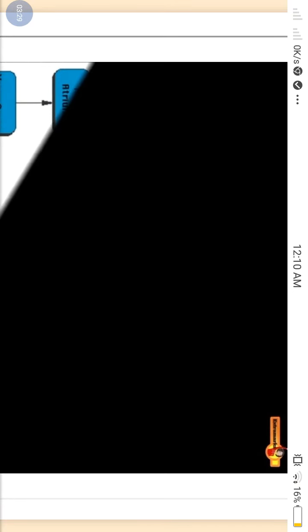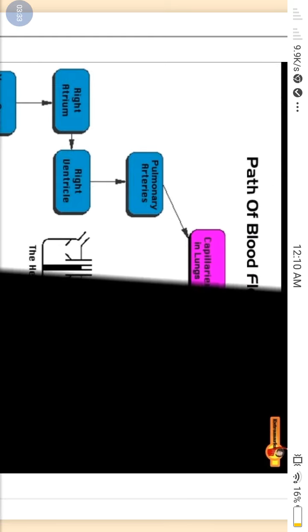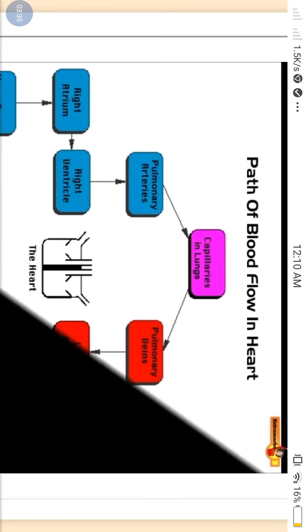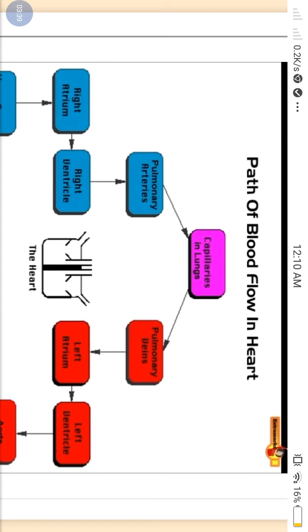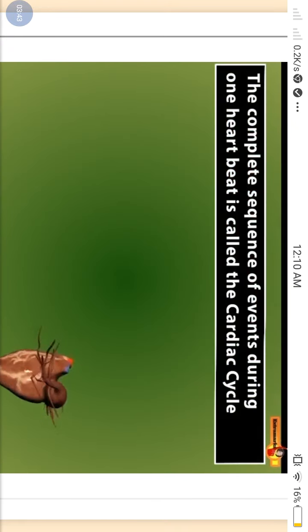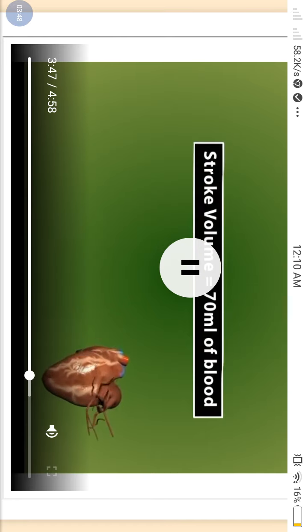The complete sequence of events during one heartbeat is called the cardiac cycle. It takes 0.8 seconds to complete one cardiac cycle. Heart pumps about 70 milliliters of blood from each ventricle. This is called as stroke volume.